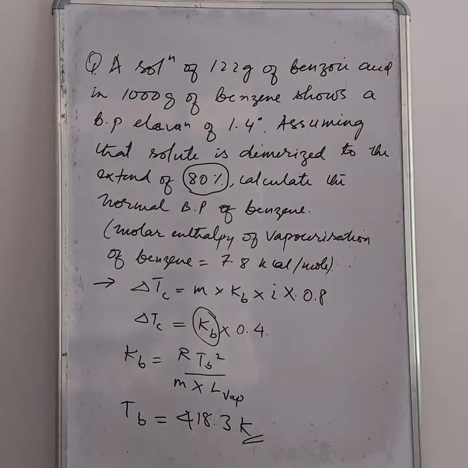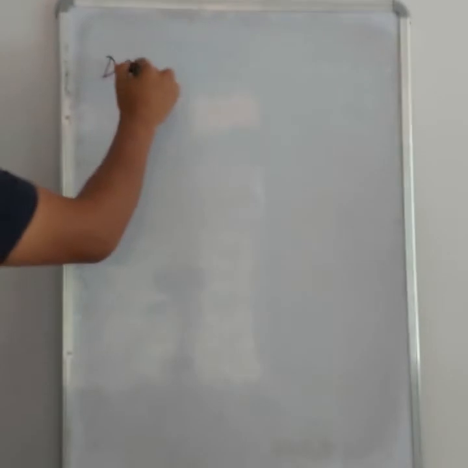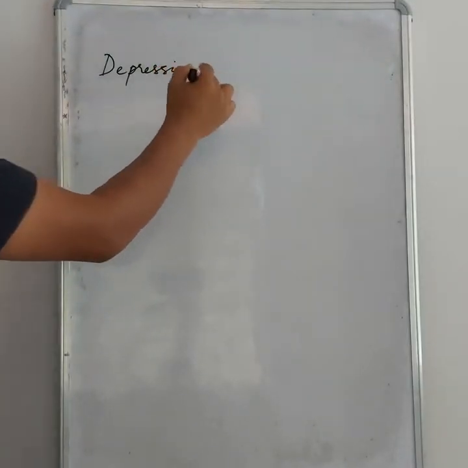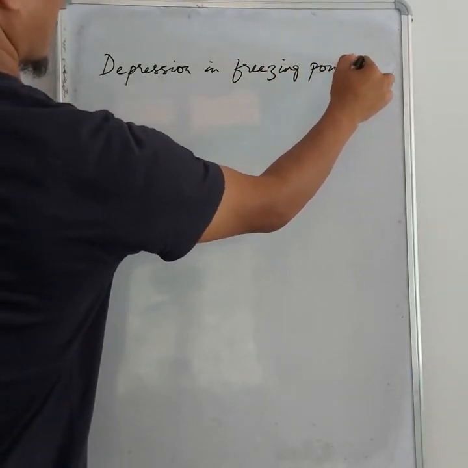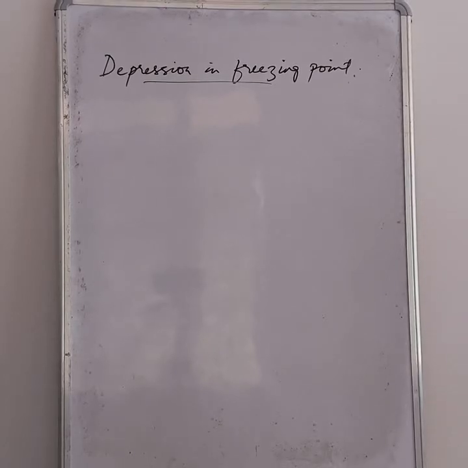Next is depression in freezing point. As an example, when you add sodium chloride to ice, the temperature goes down to negative 10 degrees Celsius, but still the ice melts. It's because of this factor, depression in freezing point.